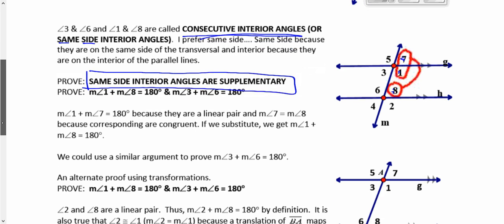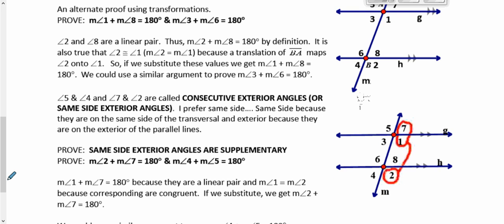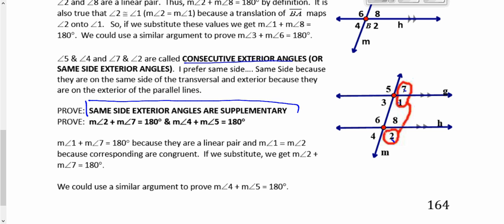Now let's look at consecutive exteriors. Consecutive, right? They're on the same side of the transversal, so like 7 and 2, right? Do you think that they're going to add to 180? For the same reason, right? 1 and 2 are corresponding and they're congruent, right? But 1 and 7 are supplementary because they're a linear pair, right? So that means 7 and 2 are also supplementary through transitivity or even substitution, okay? So all the consecutive interior ones, or the same side, interior or exterior ones, are supplementary, right?